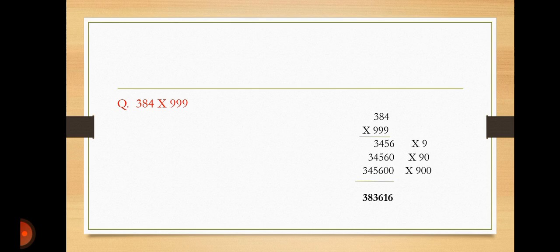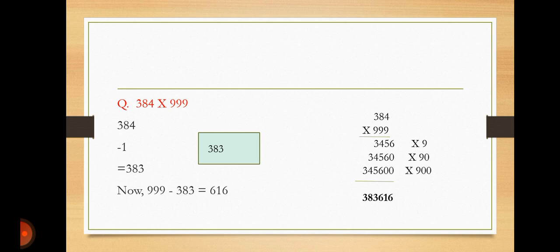So again we go to our simple easy trick, that is we just simply subtract 1 from 384. So we get 383, which forms the first part of our answer, 383. And we simply subtract this 383 from 999. So we get the answer as 616 and our final answer is 383616. Simply it is done in a fraction of seconds without any carry forwards and without any confusion in our mind.